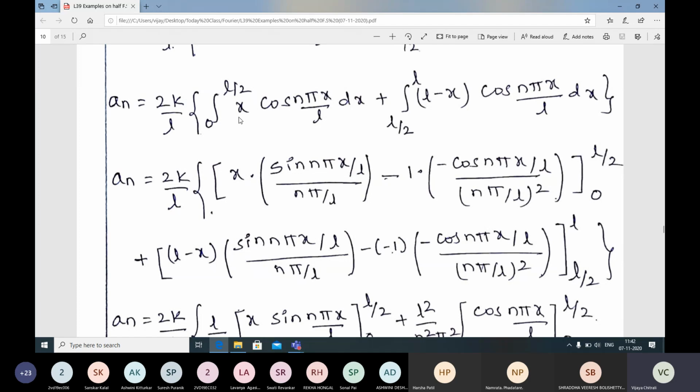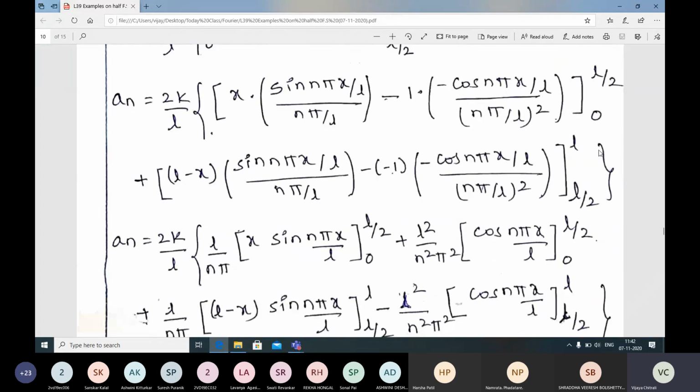I'll explain it once again. We are applying Bernoulli's rule, integration by parts to this. So x as it is, integration of cos n pi x by L is sin n pi x by L divided by n pi by L, minus derivative of x is 1 and integration of this sin n pi x by L whole divided by n pi by L is minus cos n pi x by L whole divided by n pi by L raised to 2. Derivative of 1 is 0. 0 into something is 0. So next terms you will get this as 0. Limits varies from 0 to L by 2.